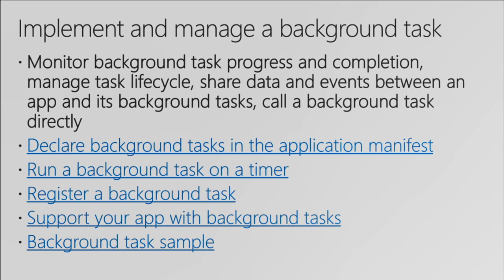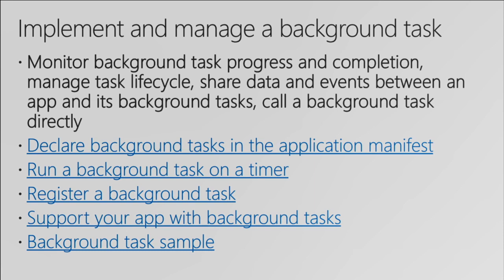Really, you can monitor the progress of a background task. There's a life cycle for them. You can have eventing. So if you want the background task to raise an event on your actual application, you can do so, and vice versa. And you can actually call into a background task directly. So in this example we're talking about, we have a lot of different ways where we can actually find out when the background task is done processing the image, and maybe update the thumbnails in my application.